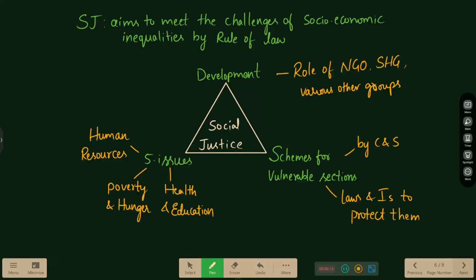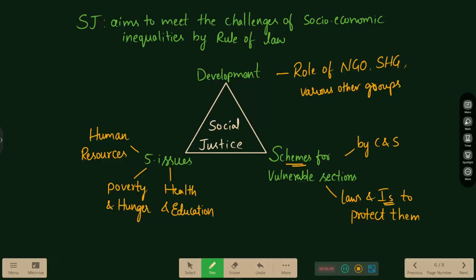The other dimension is welfare schemes, obviously, which are enacted for the vulnerable sections. You need to study the welfare schemes by center and state, and what are the laws and institutions enacted to protect the vulnerable sections of society. Okay? Now, the third and last dimension is 5 issues you need to remember. Poverty and hunger, health and education, human resources. These are the 5 major issues mentioned in your syllabus.